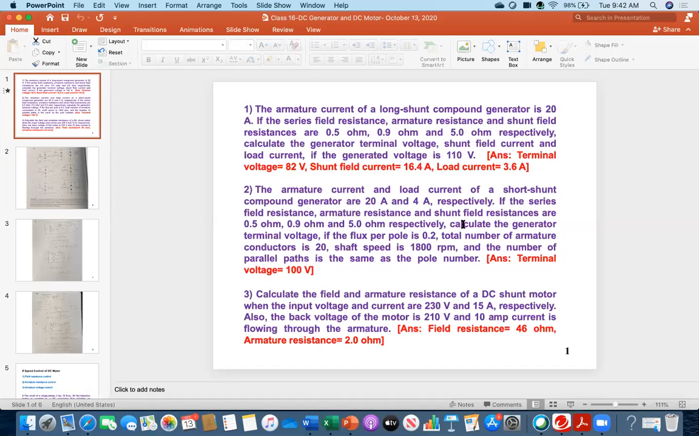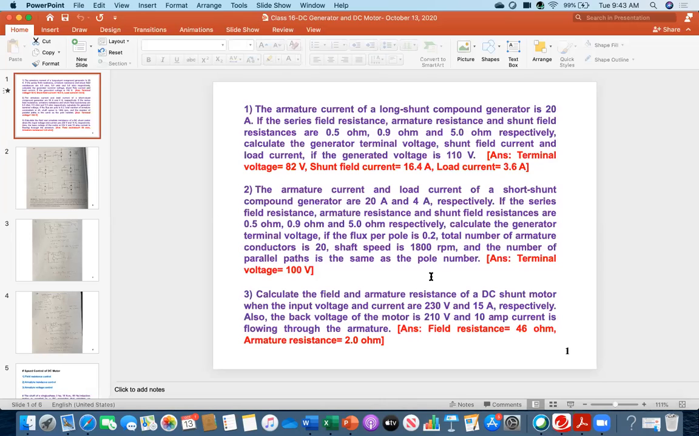The armature current and load current of a short shunt compound generator are 20 ampere and 4 ampere respectively. If the series field resistance, armature resistance, and shunt field resistance are 0.5 ohm, 0.9 ohm, and 5 ohm respectively, then calculate the generator terminal voltage. If the flux per pole is 0.2, the total number of armature conductors is 20, the speed is 1800, and the number of parallel paths is the same as the pole number. And I have written down the answer for you, so you can check that you're right.